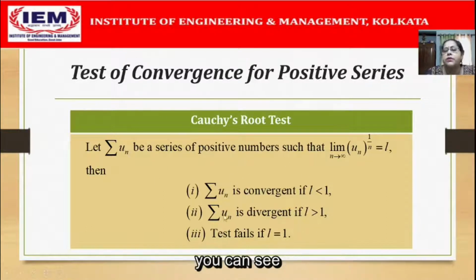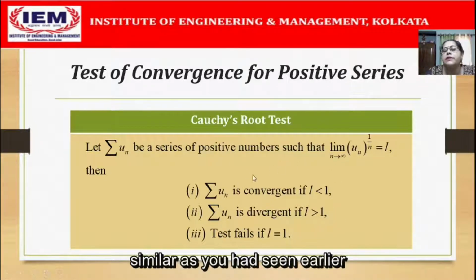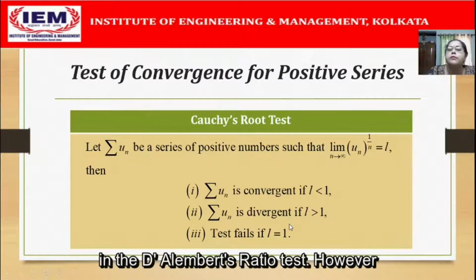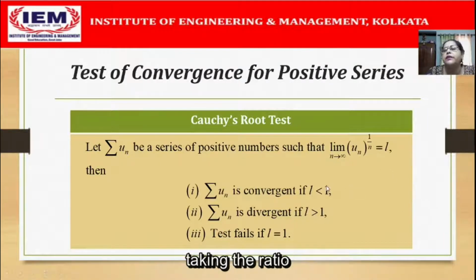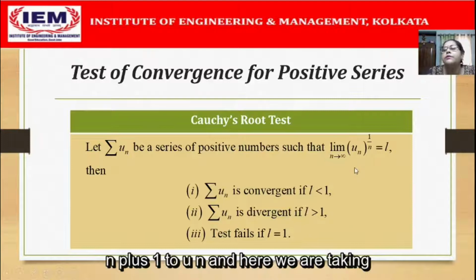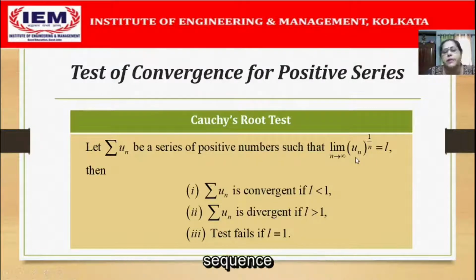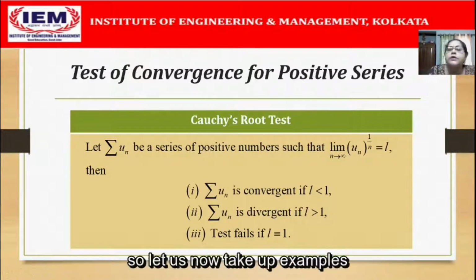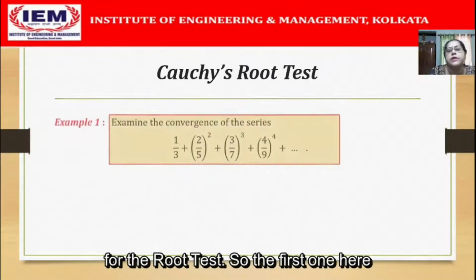The decision is very similar to what you had seen earlier in the D'Alembert's ratio test. However, in the D'Alembert's ratio test, we were taking the ratio of two consecutive terms of the sequence, un plus 1 to un, and here we are taking the nth root of the nth member of the sequence. So let us now take up examples for the root test.